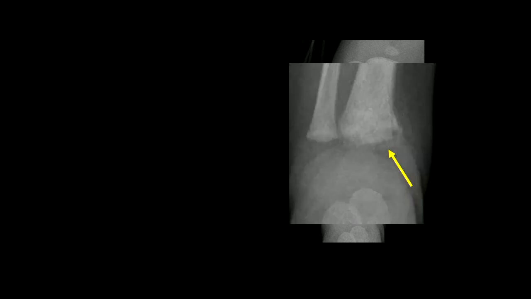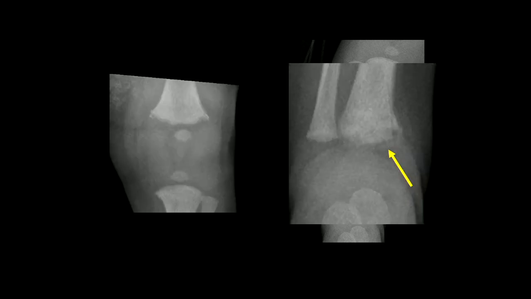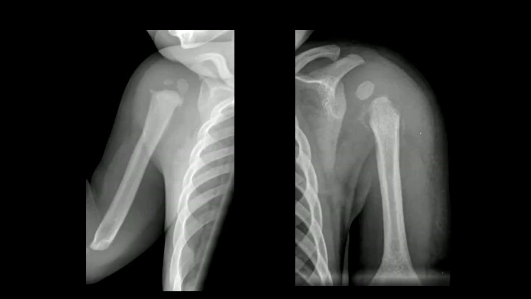This is an example of a leg in a child who has a bucket handle fracture distally, has a corner fracture of the distal femur, unfortunately has also fractures of the proximal humeri, which are in various stages of healing. We can see corner fracture and bucket handle type appearance with callus formation.